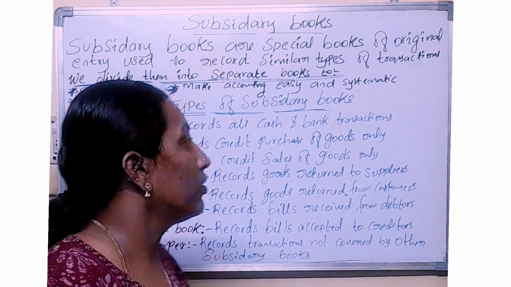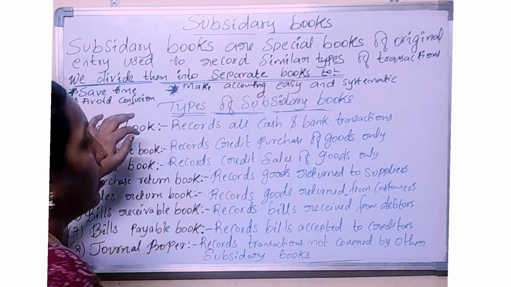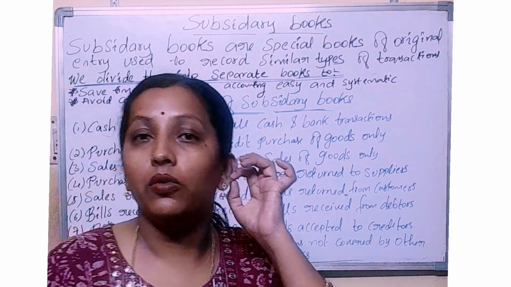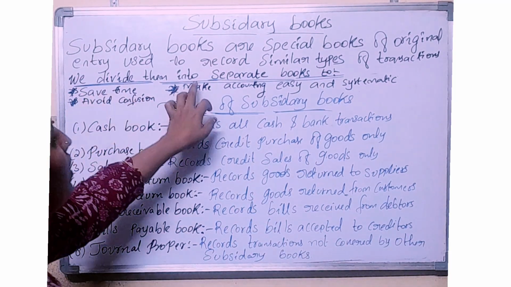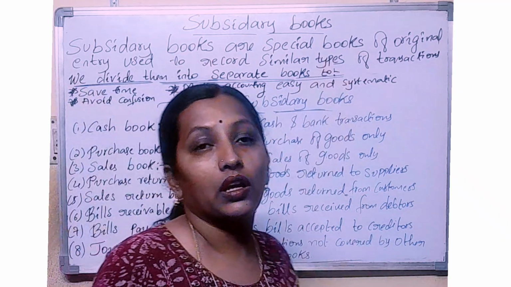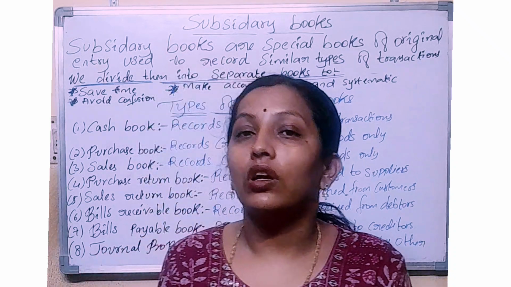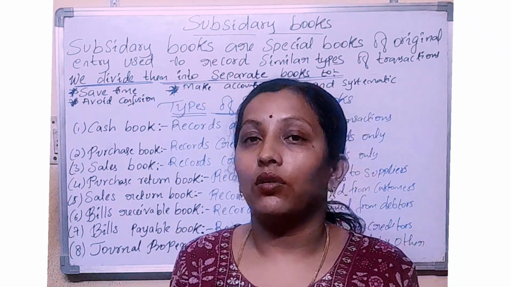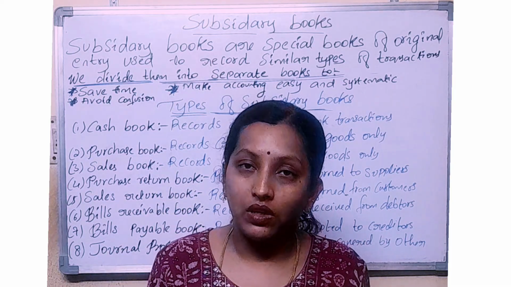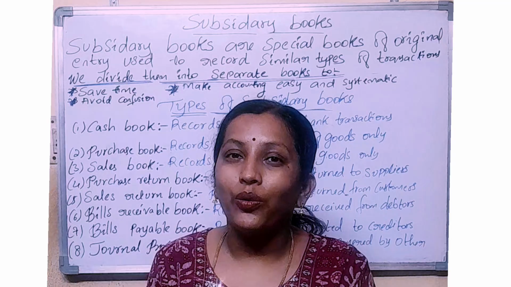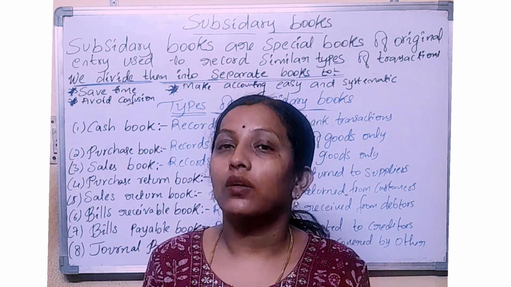If you see, we divide them into separate books too. Why have we divided these subsidiary books? For what purpose? To save time, avoid confusion, and make accounting easy and systematic. That is the main purpose why we have implemented such kind of subsidiary books. Am I clear? So now let's discuss what the types of subsidiary books are.